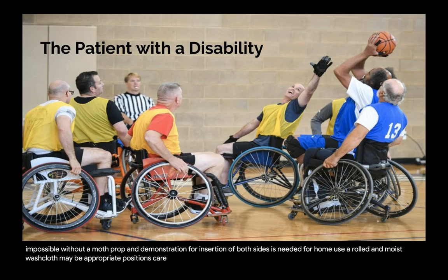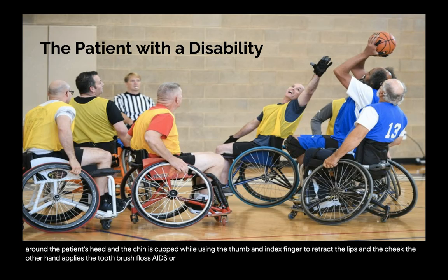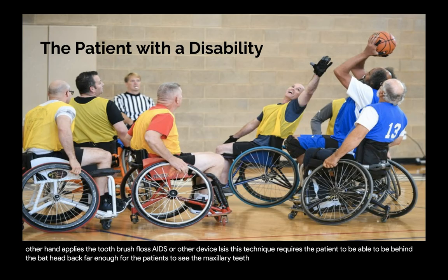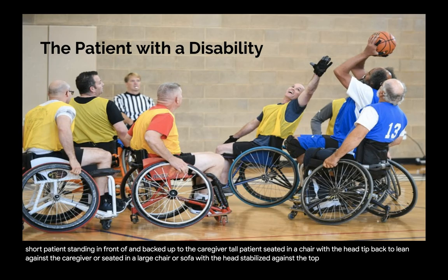Positions. Caregiver standing. With the caregiver standing behind, the arm is brought around the patient's head and the chin is cupped while using the thumb and index finger to retract the lips and the cheek. The other hand applies the toothbrush, floss aids, or other devices. This technique requires the patient's head to be back far enough for the caregiver to see the maxillary teeth. The procedure may be applicable for the following: short patient standing in front of and backed up to the caregiver, tall patient seated in a chair with the head tipped back to lean against the caregiver, or seated in a large chair or sofa with the head stabilized against the top of the chair back.